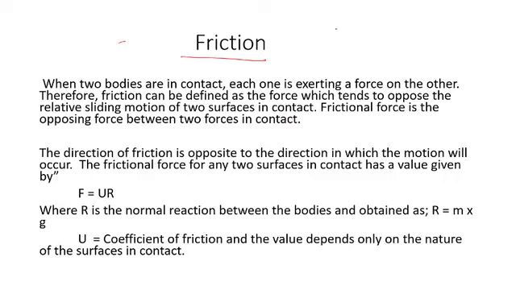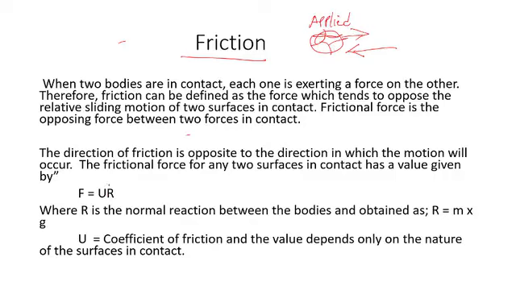The direction of friction is opposite to the direction in which the motion will occur. For example, if you project a ball, this is a ball. If you kick this ball in this direction, there is a force acting in the opposite direction that is trying to restrain the ball from moving forward. It is called a frictional force. It is always acting in the opposite direction of the applied force. Your applied force is in this direction, and the frictional force will apply in this other direction.